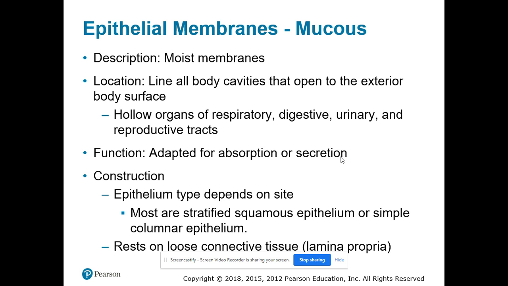If we're going to talk about the construction of mucous membranes, the epithelial type depends on where it's located. So it says depends on the site. Most are going to be either stratified squamous epithelial, or some of them can be simple columnar epithelial. Again, it's going to depend whether it's found in the respiratory tract, digestive, urinary, or reproductive. The one thing about it, and this word has been mentioned before, is that it loves to rest on loose connective tissue called lamina propria. So again, you have that epithelial layer and that connective tissue layer to form an organ.